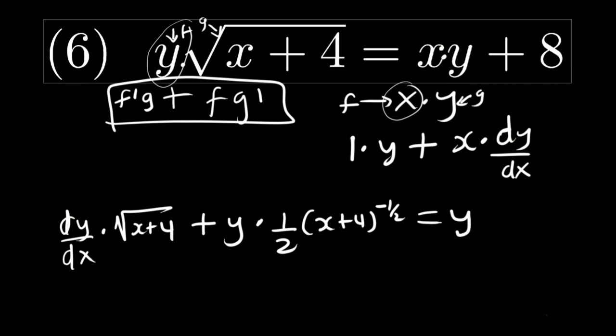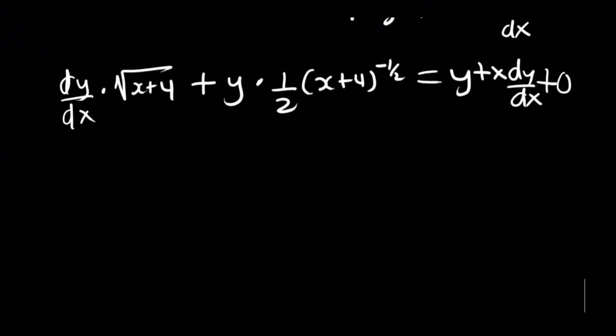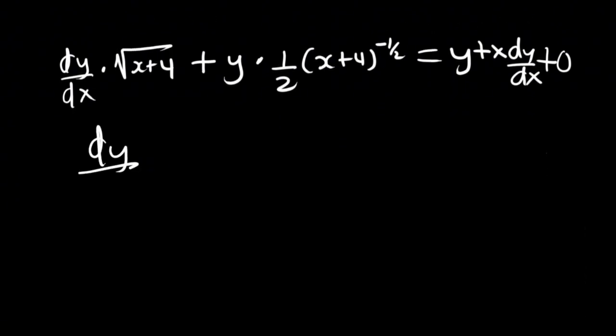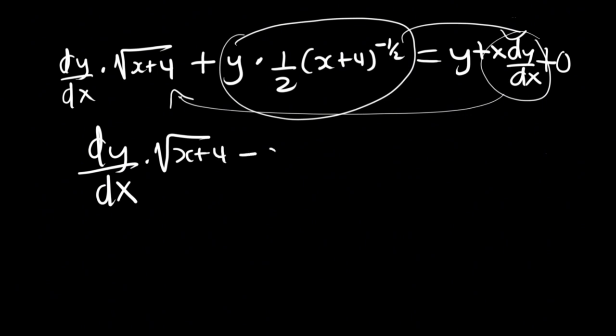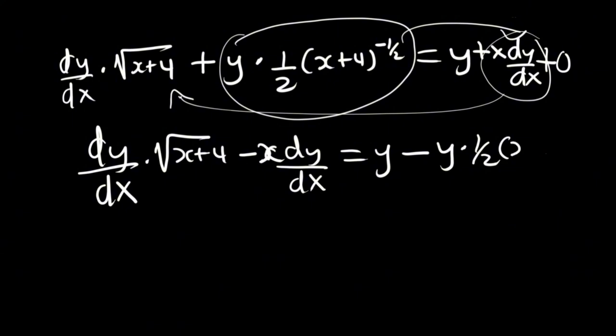Now we will write it here also. Plus the derivative of 8 is 0. So now, to find dy over dx, we will take this to the other side. And we will take dy over dx to the dy over dx of this side. So we'll have here dy over dx multiplied by the square root of x plus 4 subtracted by x dy over dx equals y minus y multiplied by half x plus 4 power negative half.